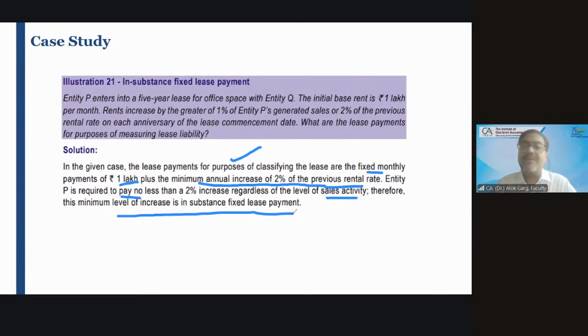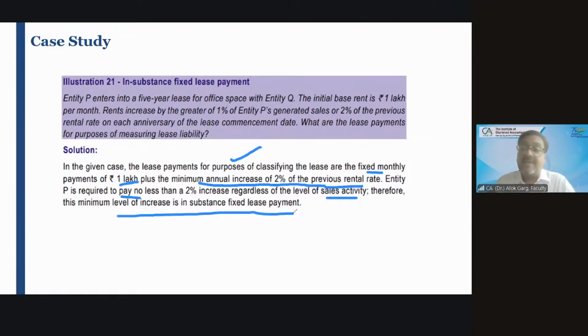मान लीजिए 2% of the lease payment comes out at 2,000 rupees and 1% of the sales comes out at 10,000 rupees. So that this entity P has to pay 8,000 rupees extra. तो खर्चा तो है. But whether that variable rent has to be considered in the lease payment? No, sir. No, because it is not depending on index or rate.